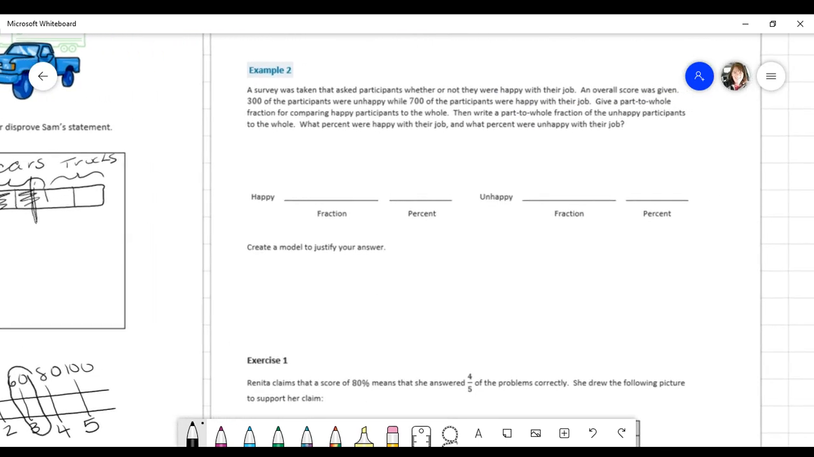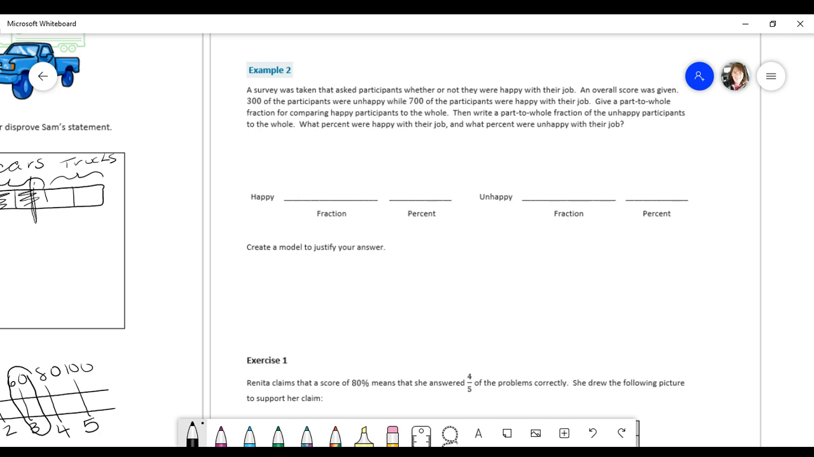On the top of the page, it says, a survey was taken that asked participants whether or not they were happy with their jobs. An overall score was given. 300 of the participants were unhappy. 700 were happy. Give a part to whole fraction for comparing happy participants to the whole. And then we're going to do the same thing for the unhappy. And then we're going to say, hey, what percent were happy and what percent were unhappy?